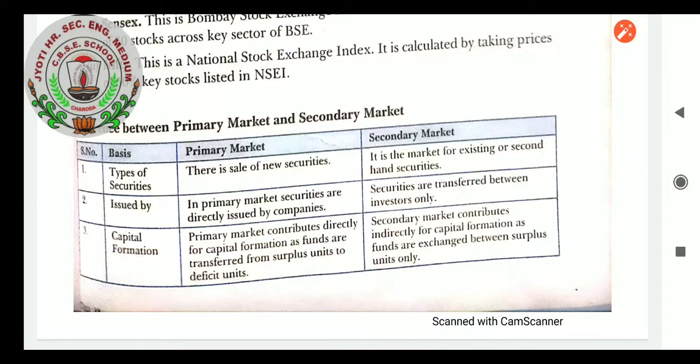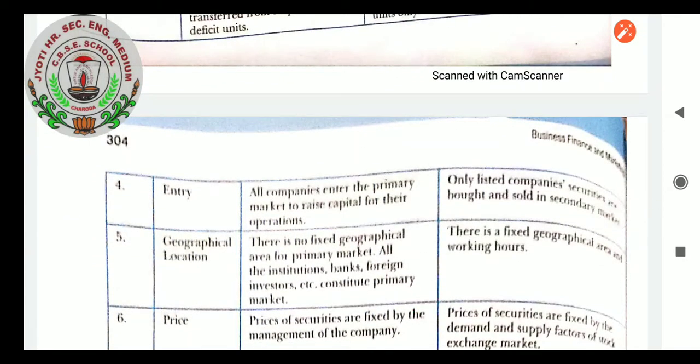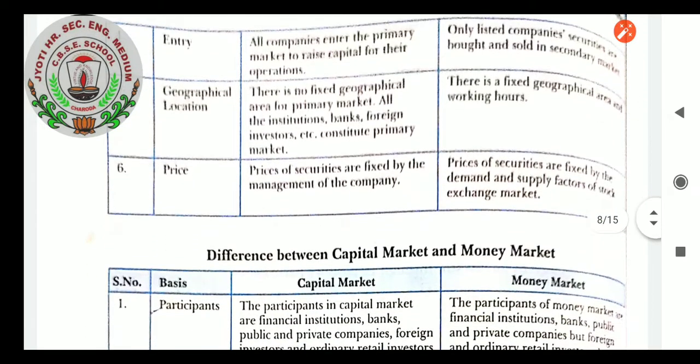Capital formation: the primary market contributes directly to capital formation, as funds are transferred from surplus units to deficit units, whereas the secondary market contributes indirectly, as funds are exchanged between surplus units only. Entry: all companies enter the primary market to raise capital for their operations, whereas in the secondary market only listed company securities are bought and sold. Geographical location: there is no fixed geographical location for the primary market. All institutions, banks, foreign investors, etc. constitute the primary market itself. There is a fixed geographical area and working hours for the secondary market.